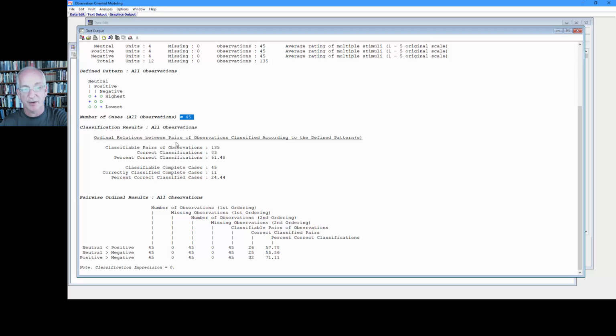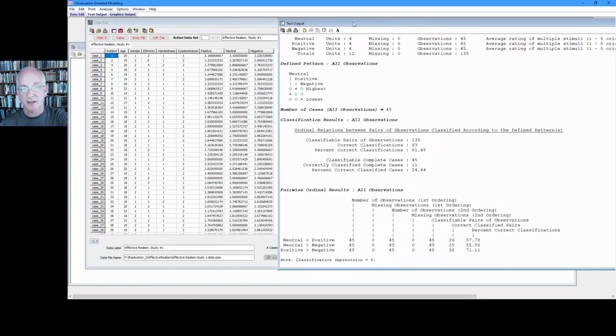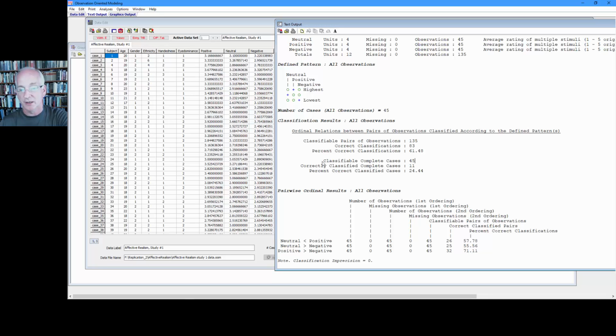We get the ordinal relations between pairs of observations classified according to the defined pattern or patterns. We get these classifiable pairs of observations. We're going to skip that for a moment and go to these classifiable complete cases and describe that first. So there are 45 individuals in this study. I'm going to move this over so we can see the data. What the algorithm is doing here, when it's classifying the complete cases, is taking that ordinal pattern with all 3 orderings and seeing if the data match. We look at the first person. The positive rating is 3.17. Then it goes down to 3.10 for that person, for the neutral. So that matches expectation. But then the negative is 3.22, which is higher than neutral and higher than positive. So that doesn't match. This person would be counted as an incorrect classification.